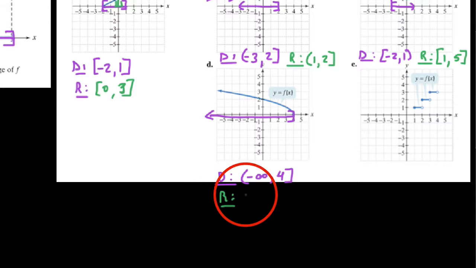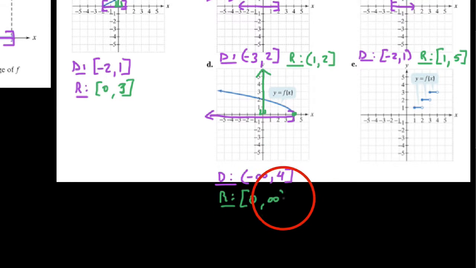And our range in this case looks like we get to a lowest height of 0 here on the y-axis, and it did have a closed dot right here. So it starts at 0, and then this graph kind of hits all y values above this. So we'd say starting at 0 and going up to +infinity. Make sure we get it in that least to greatest order.